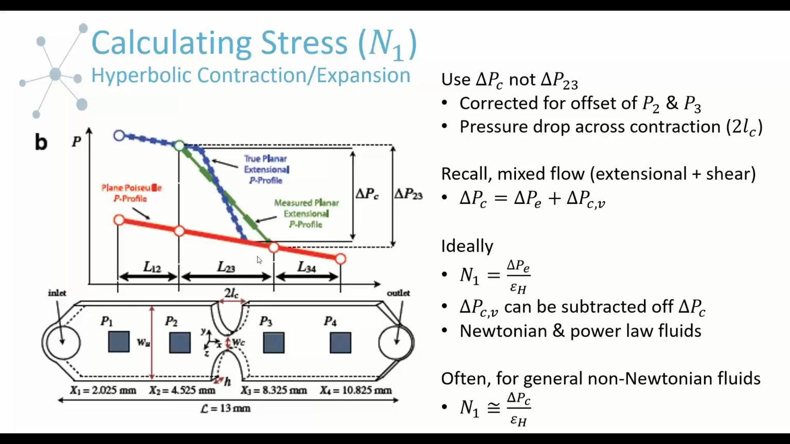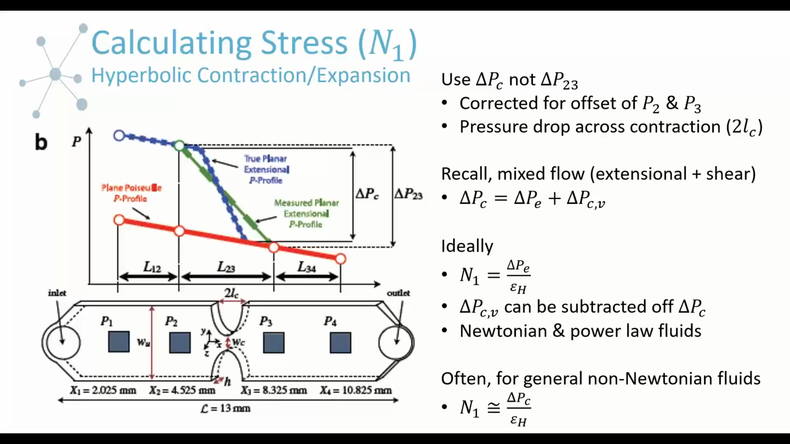So that's the first thing we have to think about: that's what we really need to start moving towards calculation of the first normal stress difference. So we need to correct for this offset of the pressure sensors and get this specific pressure drop across the length of the contraction. The next thing I want to point out is that, remember, we were very clear that this is a mixed flow environment.